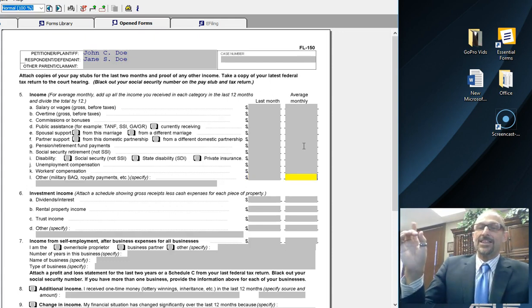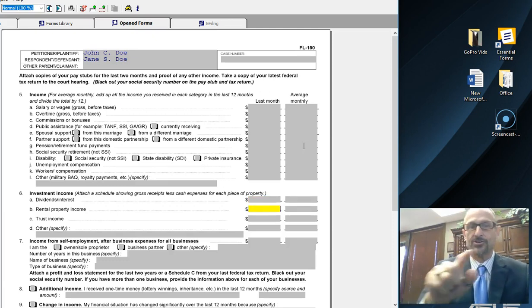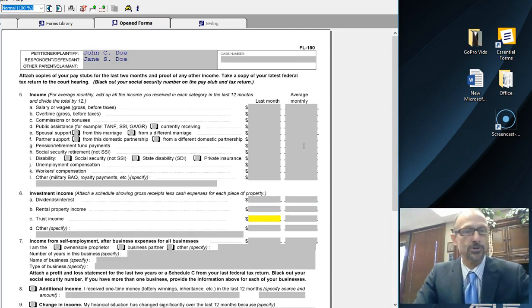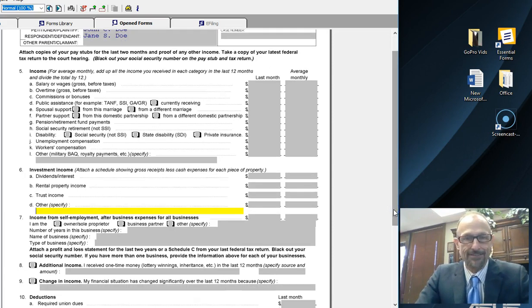Now, this does not include dividends or interest because that's below. It doesn't include rental income because that's under 6B. It doesn't include trust income. That's 6C. And then some other income under 6D. So if you can't figure out where to put it, put it under 6D, some other income. And then, of course, put the monthly and then the average.